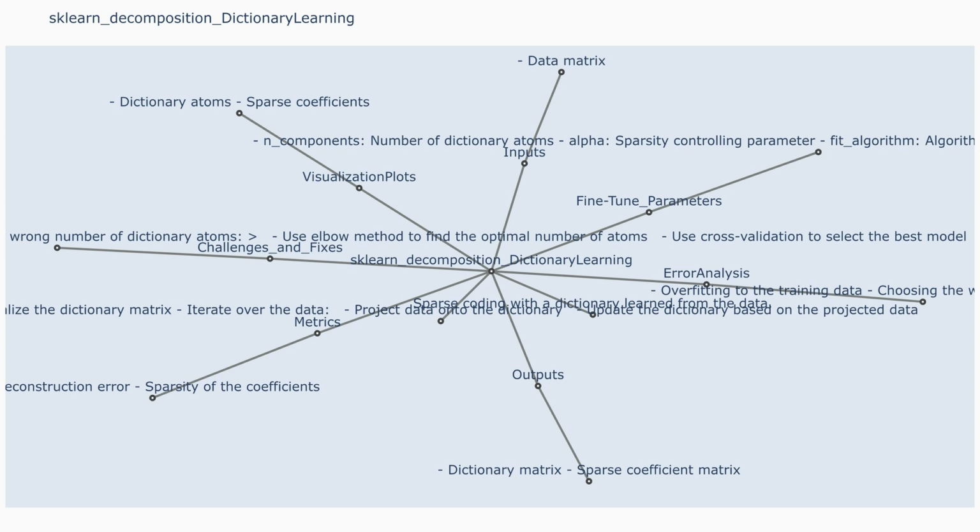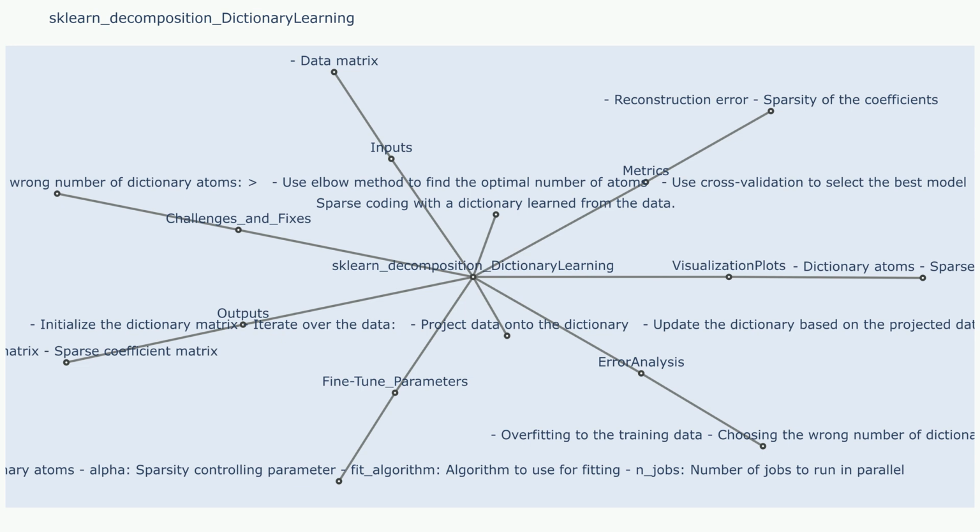sklearn.decomposition.DictionaryLearning. Description: dictionary learning is a powerful dimensionality reduction technique in scikit-learn that aims to learn a set of atoms or dictionary elements that can represent the data efficiently. It's particularly useful when dealing with sparse signals or data with complex underlying structures.